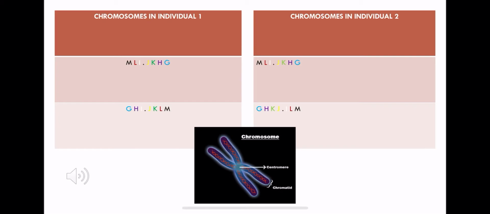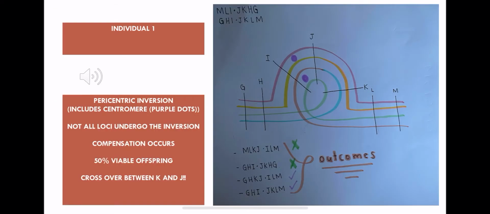Here are the different chromosome pairs in both individuals in the study. The black dots between the loci depict the centromere. Here's individual 1. Individual 1 undergoes pericentric inversion. Not all of the loci are involved, only I, J, and K.